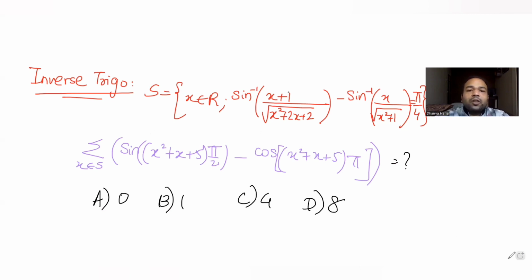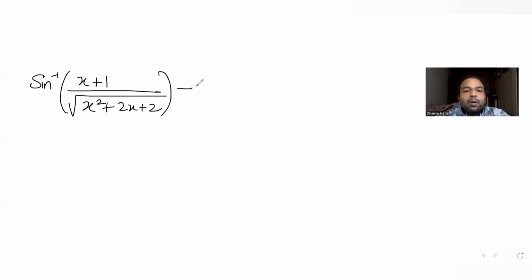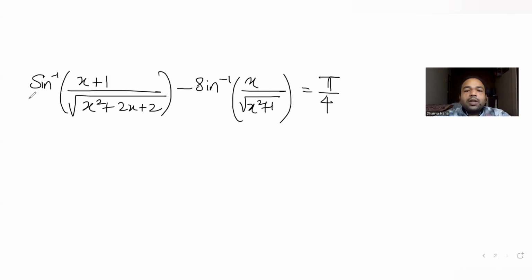Let's figure out first of all the given data. We have been given sine inverse of (x plus 1) upon square root of (x square plus 2x plus 2), minus sine inverse of x upon square root of (x square plus 1), is equal to pi by 4. Now you can solve this question with two methods, but I'll show the easier method. This looks like a very difficult question, but if you get the first step correct, then you can easily solve the entire question.